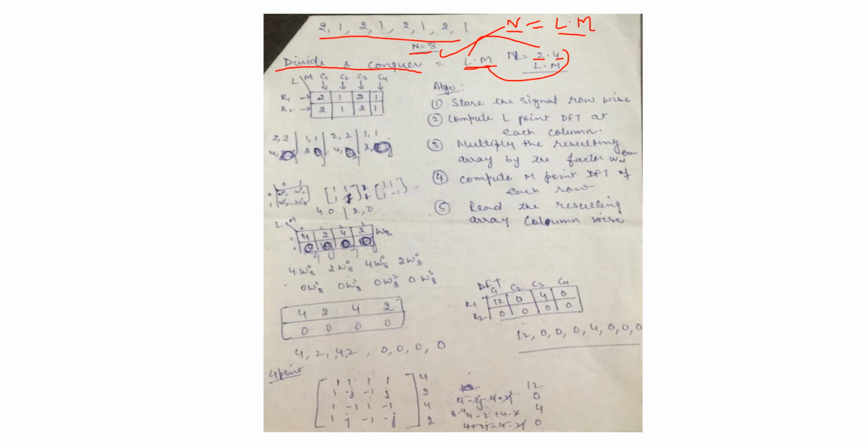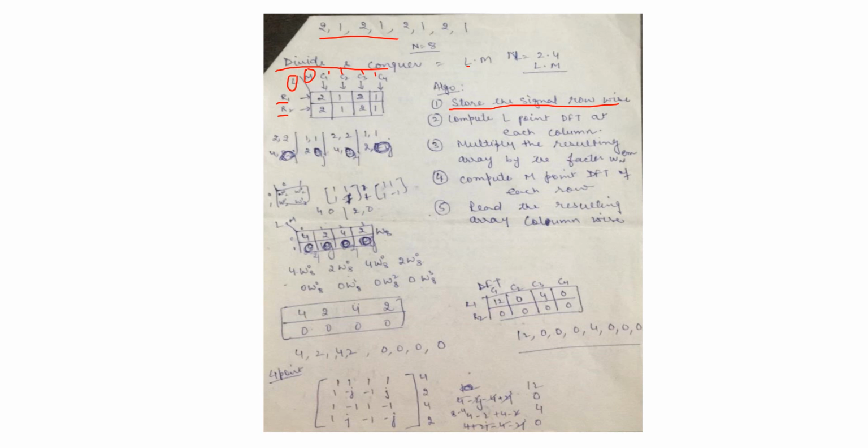Now read the algorithm and do the steps. The first step of the algorithm is to store the signal row wise. We assume L as the row and M as the column; you can interchange it. So L is the row, L I assumed 2, so I make 2 rows, and M is 4, so I make 4 columns. Clear? Store the signal row wise.